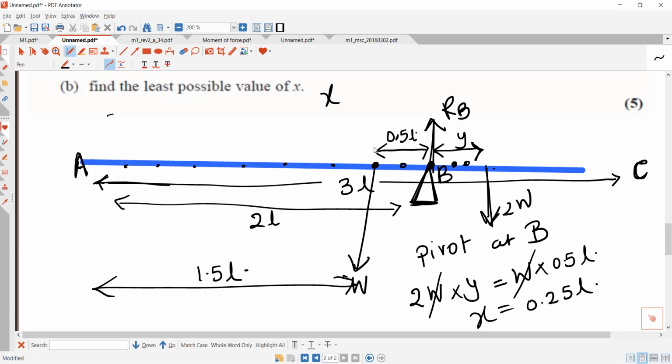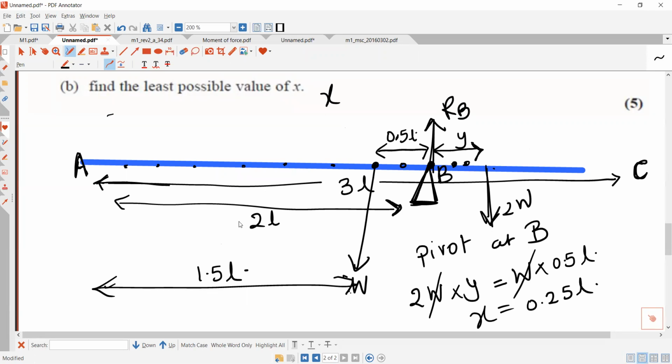Now Joy is asking how I got 0.5. Look, Joy, this is 2 meters from A, right? And this is 1.5 meters from A. How much is left? 0.5. If you want, you can take the pivot at A, but this is just one step. If you take the pivot at A, there are going to be 2 equations: total upward equals total downward. Here I finish the whole thing within a single equation itself.